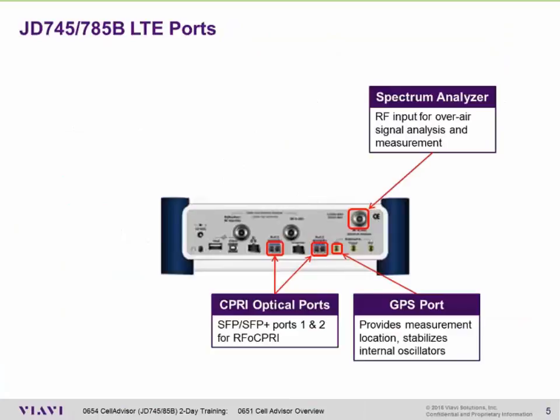The primary port you're going to be using is a spectrum analyzer input for signal analysis. Like I said, you can also do signal analysis through the CPRI port if you have those licenses. But I also want to point out that there's a GPS port. I highly recommend the use of that GPS port, even in times where you think you may not be able to get GPS reception.